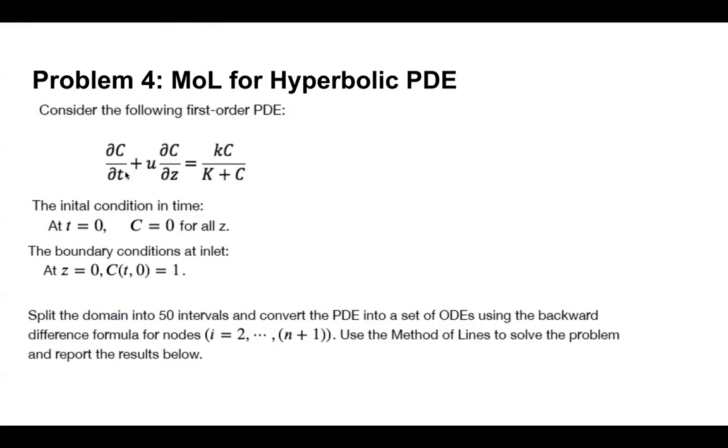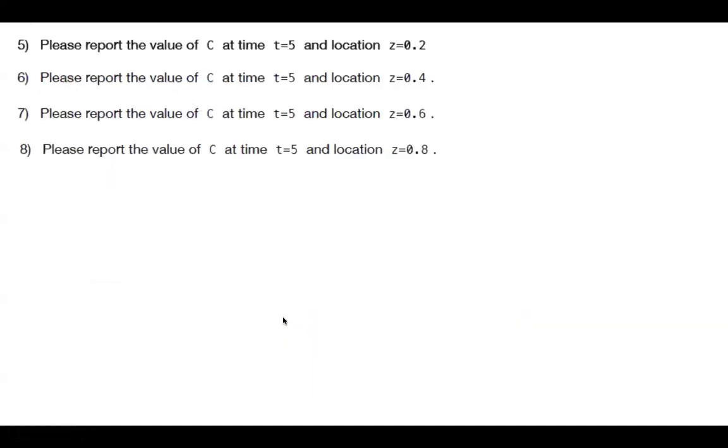So let's discuss this. Again, the initial condition is given to you. Initial condition with respect to the position is also given to you. So you need to solve for 2 to n plus 1. And the domain has to be split into 50 intervals. Okay. And then they have asked us to find till t equal to 5. And these are the grid points 0.2, 0.4 up to 0.8. So let's look at the code.